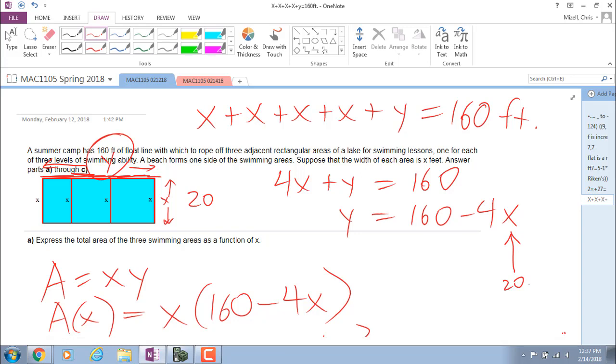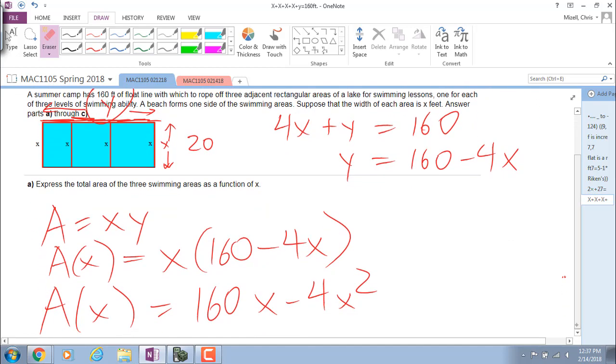So we've got both dimensions written in terms of x, and once we have that, we can express the area in terms of x. The length times the width, x times 160 minus 4x, and that gives us this function. You can simplify it if you want to. MyMathlab might want that: 160x minus 4x squared. In fact, I think we actually input 160x minus 4x squared last time, and it liked it, if my memory serves me correctly. Maybe I'm just making that up, I'm not sure. But I think MyMathlab actually liked that.